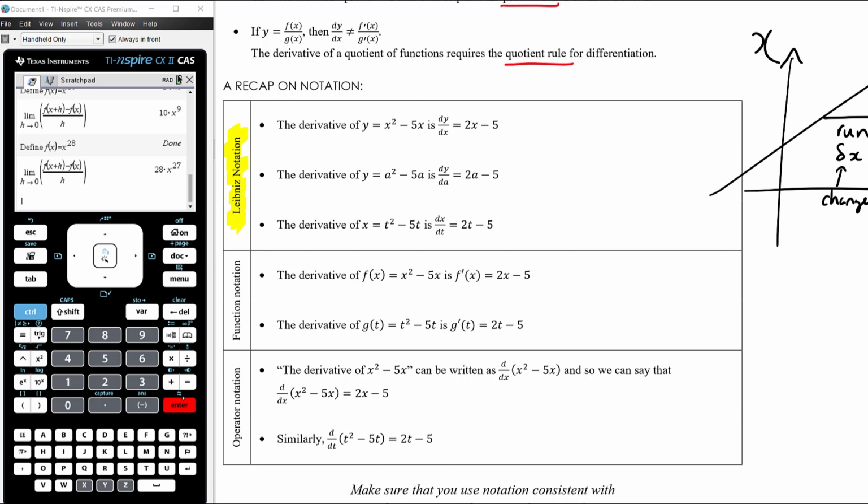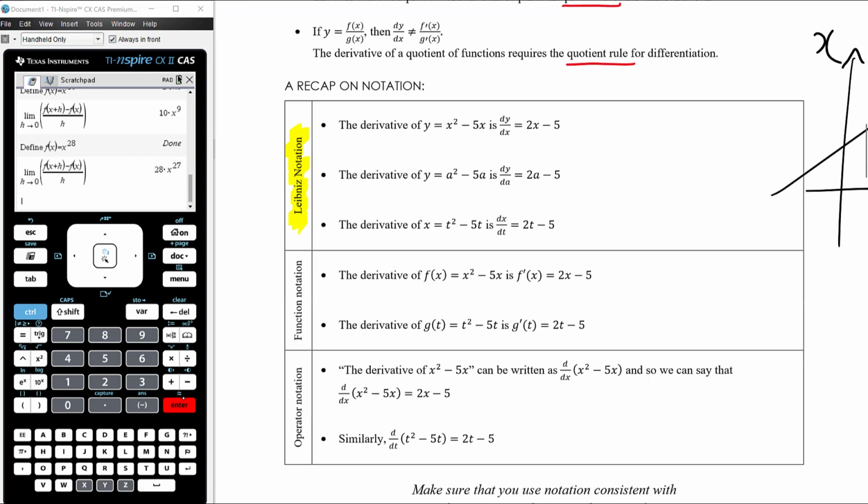Okay, so we can use Leibniz notation. Now, if your equation's not given in function notation, you'll have to use that. If it's y equals x squared minus 3x, the derivative of that isn't f dash x. There's no f of x in that. The derivative is dy dx. So it's really important that you use notation that's consistent with the question that you're being asked.